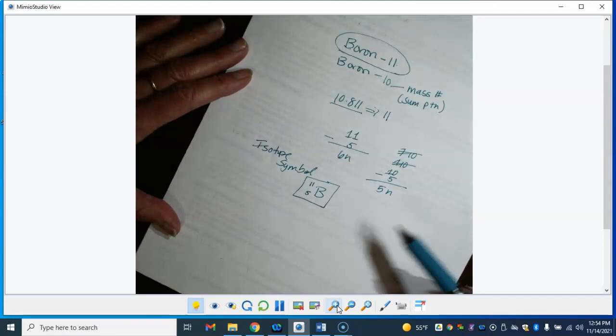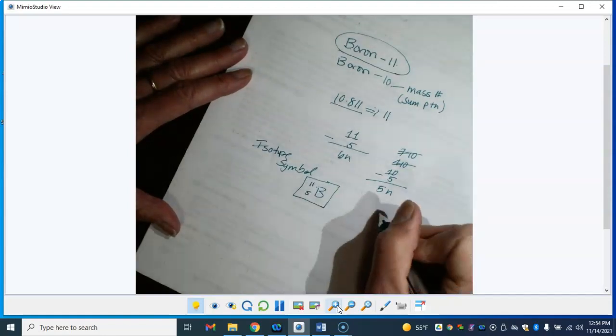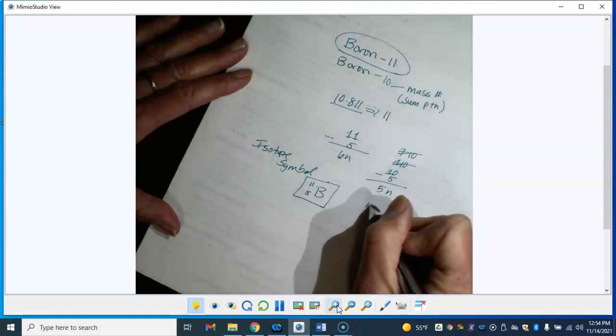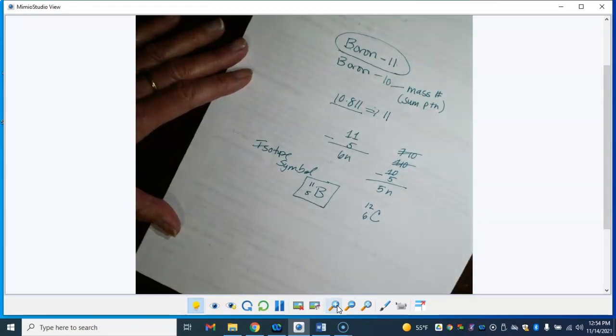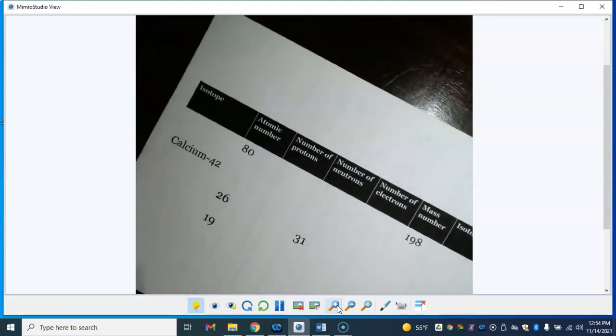We usually name isotopes by their mass number, so boron 11, or I might have carbon 12. This would be an isotope symbol. This top number is the mass number. This bottom number is the atomic number. Now let's get started and do a little bit of practice.